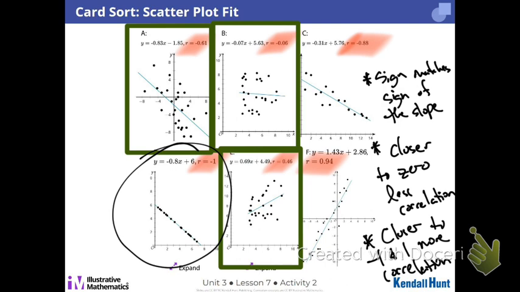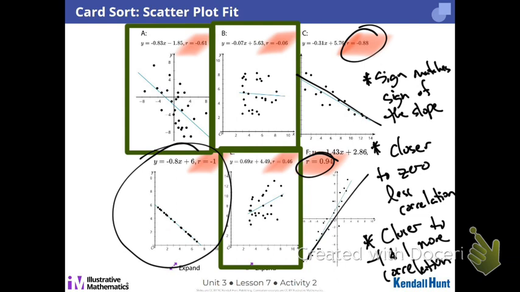So then we look at things like C and F. Both of these are close-ish to 1, but you can see the general trends being pretty good. So the closer to 1 and -1 means our correlation is strong. Closer to 0, our correlation is weak. Positives go positive, like up. Negatives go negative, like down.